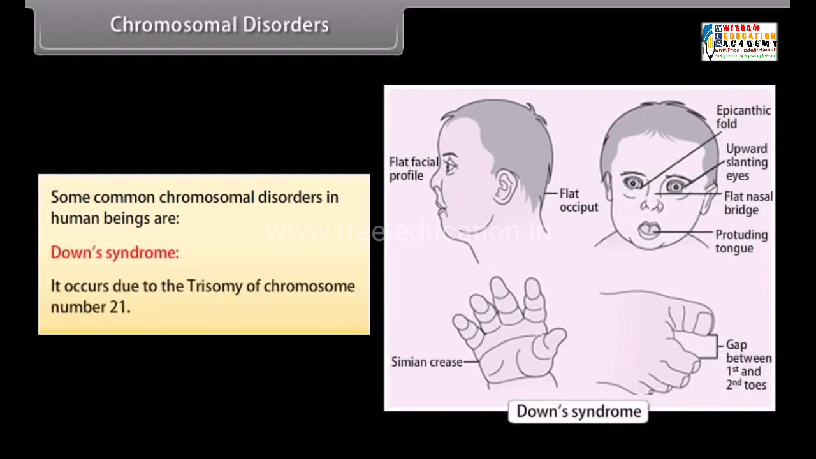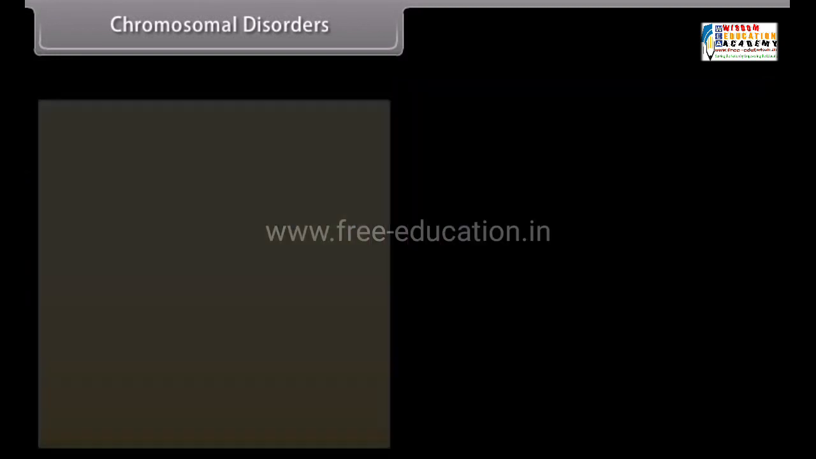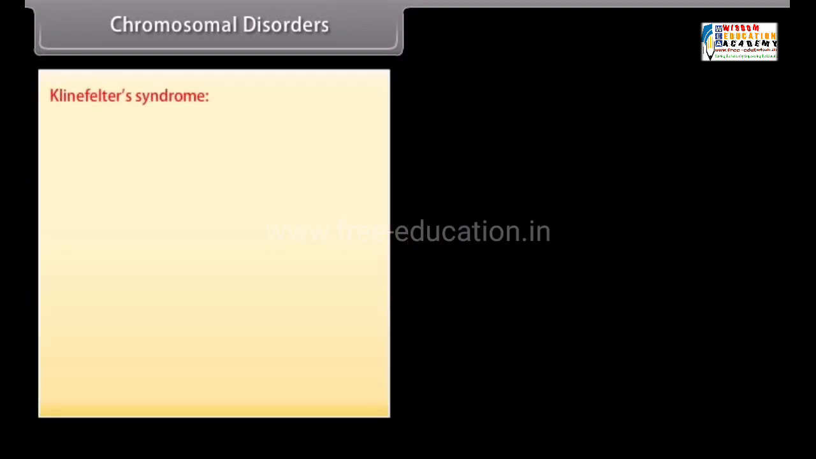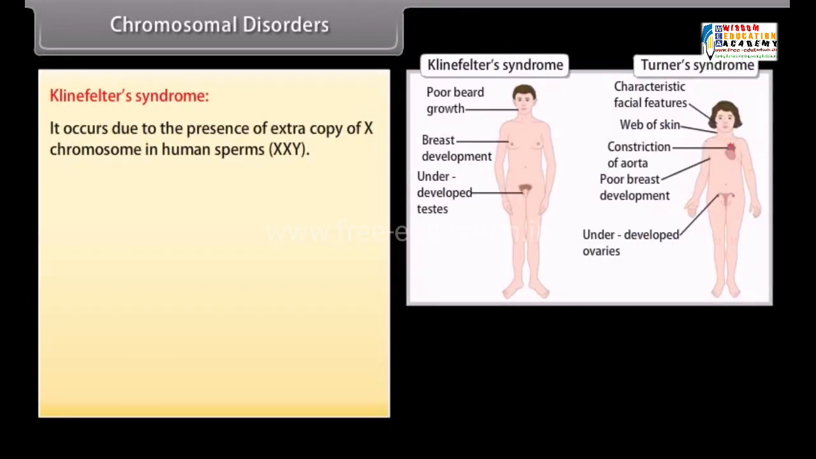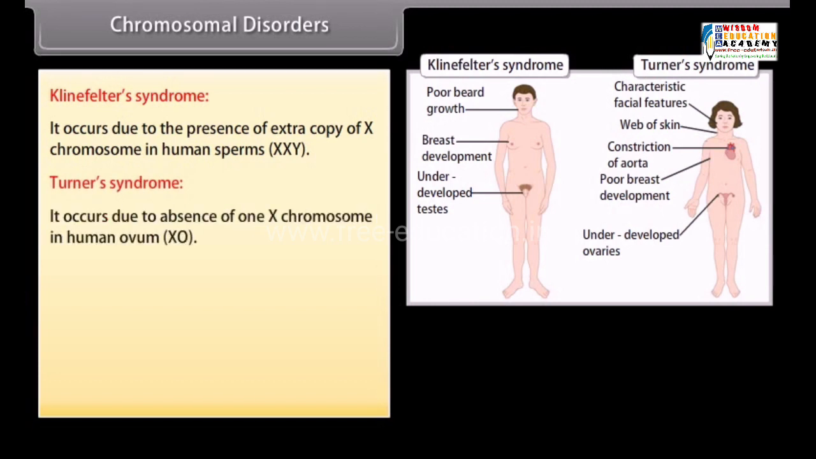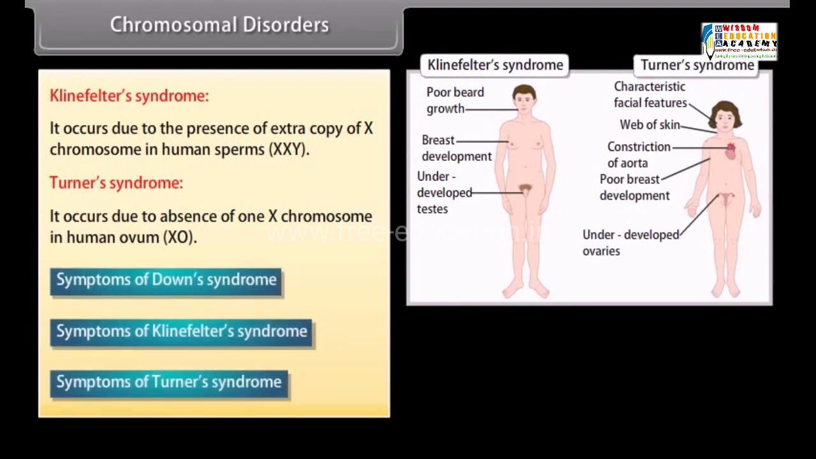Chromosomal disorders. Some common chromosomal disorders in human beings are Down's syndrome. It occurs due to the trisomy of chromosome number 21. Klinefelter's syndrome: it occurs due to the presence of an extra copy of X chromosome in human sperm, XXY. Turner's syndrome: it occurs due to the absence of X chromosome in human ovum, XO.